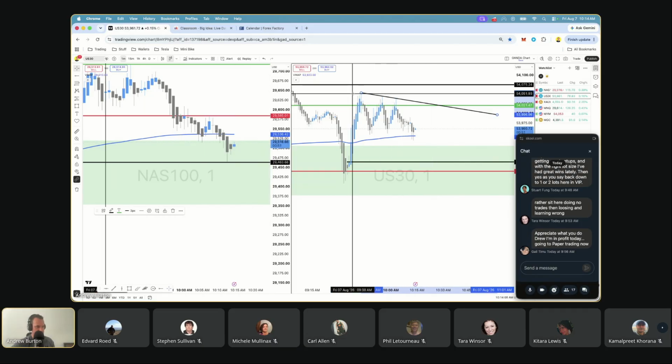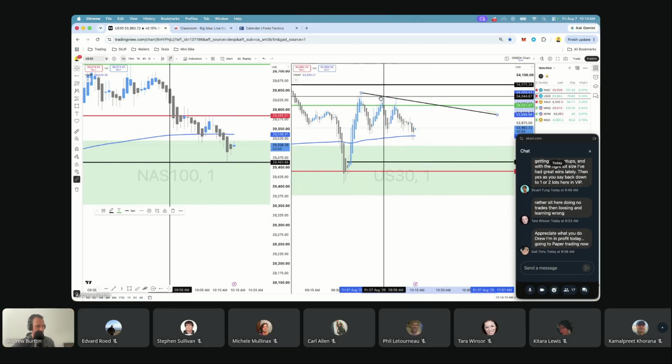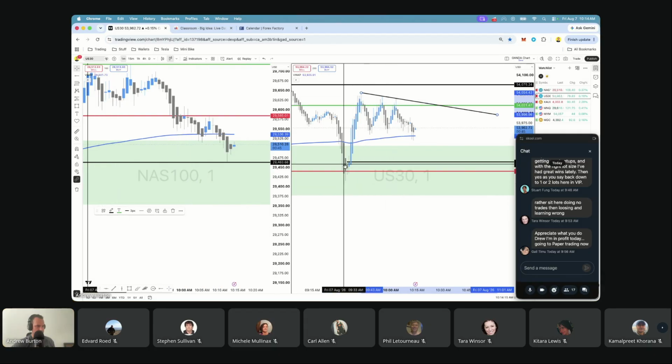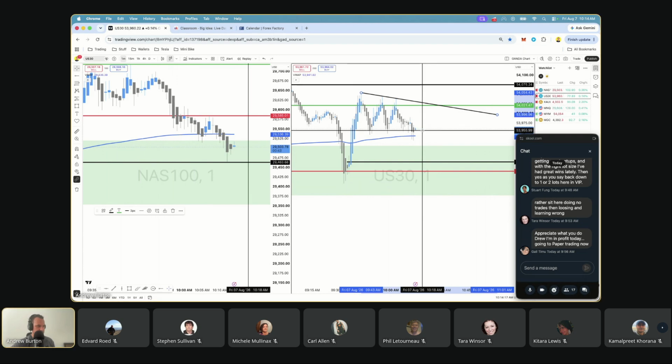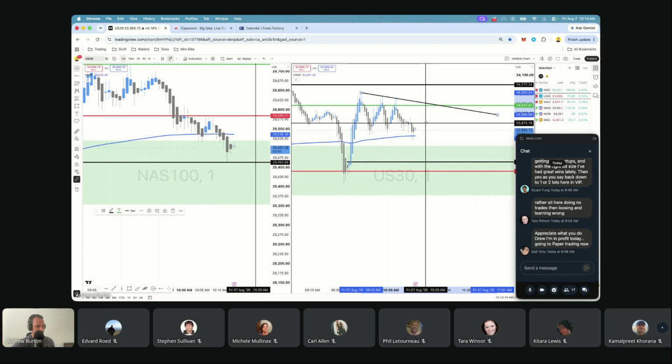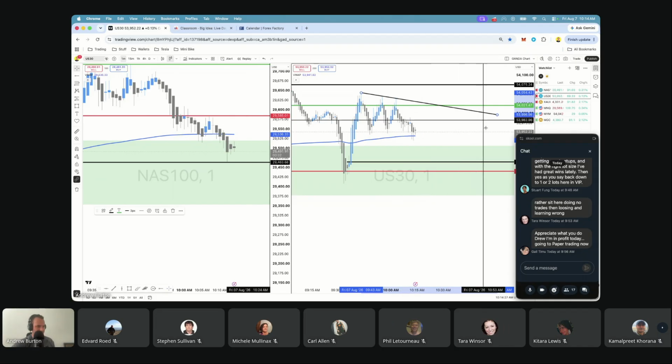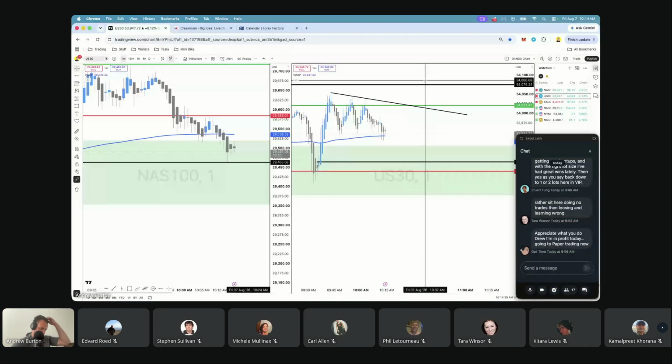Because there's a lot of liquidity sitting up here. A lot of people have their short positions in here. So maybe I'm thinking something like this, it comes back up here around this area, comes down, takes this out, and then goes all the way up here. Not exactly like that, but that would make sense to me.